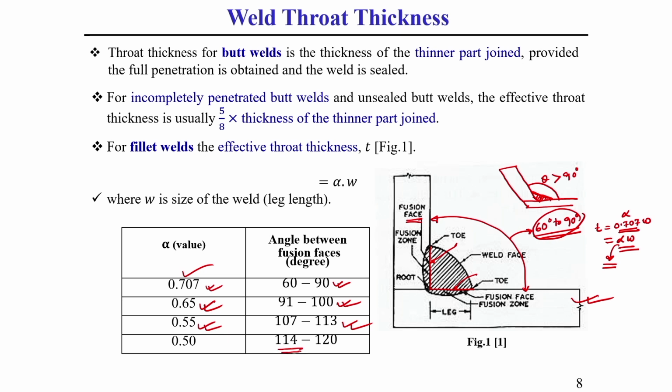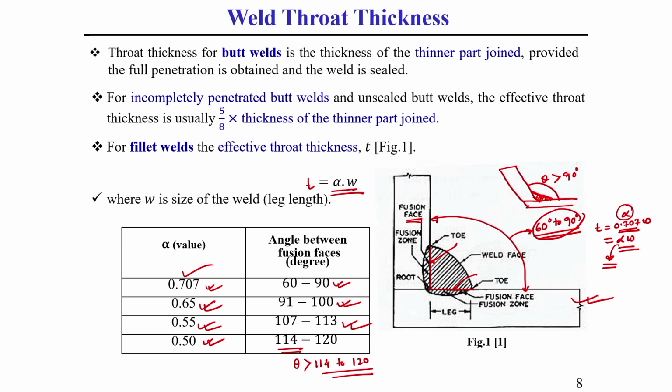If theta is further increased, to 114 to 120, then the alpha value, which we consider as 0.707 in the case of 90 degrees, is further reduced to 0.5. This you should keep in mind. So, here the throat thickness T we consider as alpha into W.